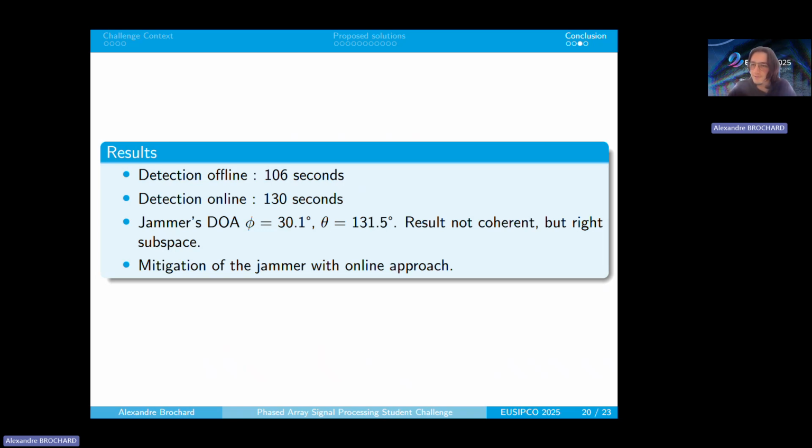We found that 30.1 should be too high, but in the end, it's not really relevant because we are able to estimate the subspace of the jammer. And at the end, we use this subspace and we don't focus on it, so we mitigate the jammer's action anyway. We are still able to localize it, and the azimuth is good, but the elevation angle we are not really sure about. And we've been able to mitigate the jammer with the online approach.